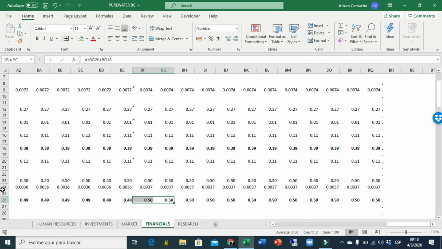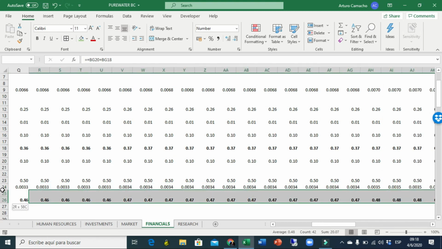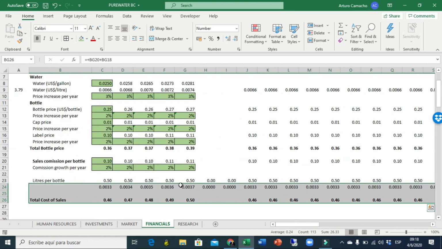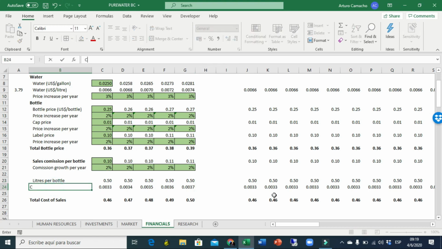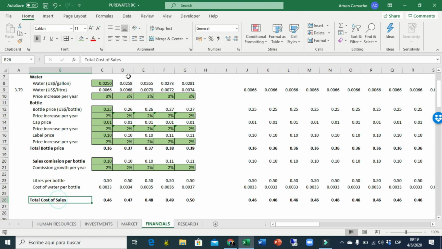Of course, these two columns, let me erase this. So I have here the cost of water per bottle, and this cost of sales will be per bottle too. Let me use this wording.